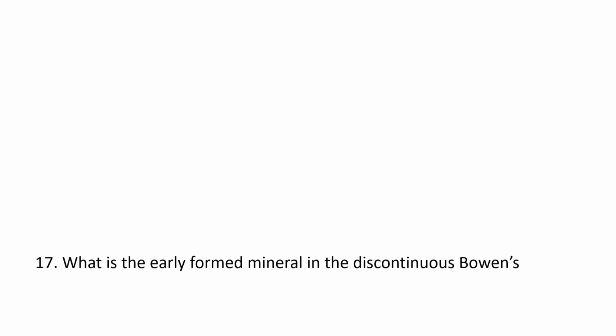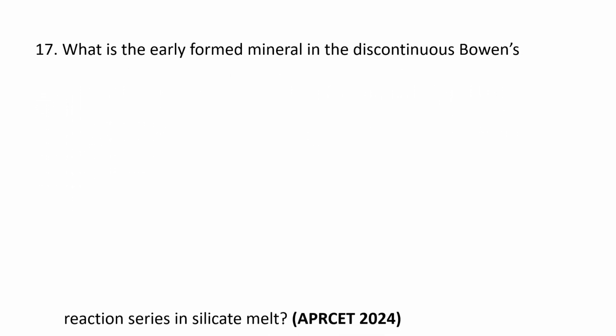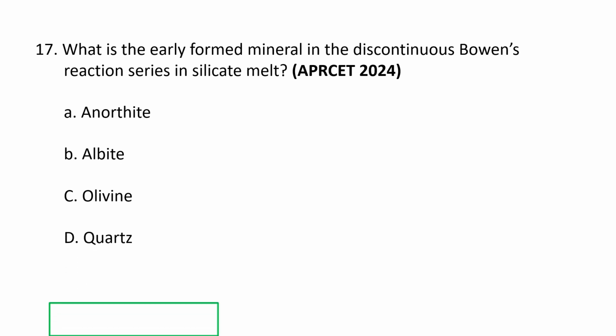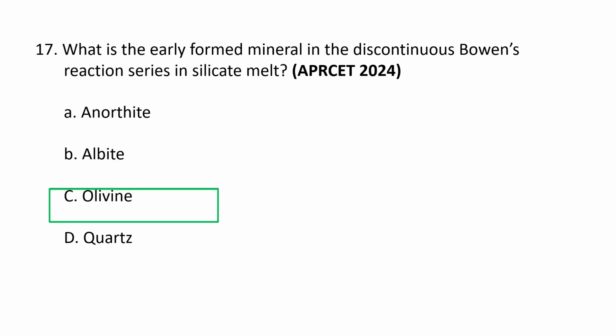Next question. What is the early formed mineral in the discontinuous Bowen's reaction series in silicate melt? A. Anorthite, B. Albite, C. Olivine, and D. Quartz. The correct option goes as C. Olivine.